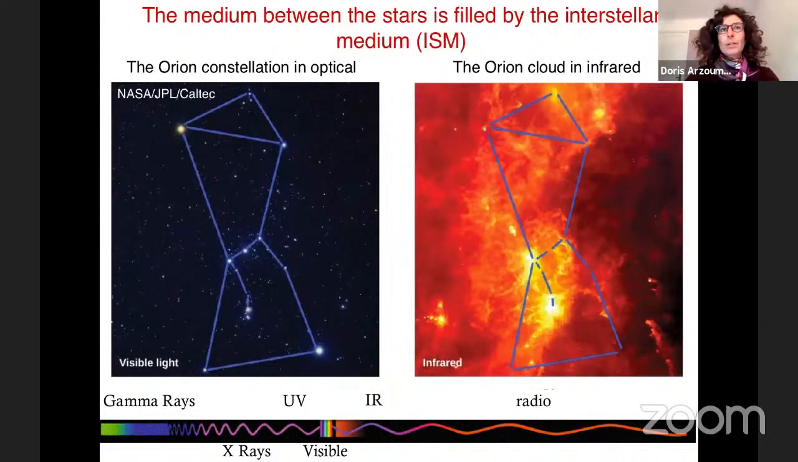We can observe this medium when we observe at longer wavelengths. Here you can see on the left-hand side an image of the Orion constellation, which I think most people know. On the right-hand side is the same field observed in infrared, and we can see the matter that fills the medium between the stars. This is the interstellar medium that we usually call ISM. It is very important to remember that the electromagnetic spectrum is not only what we see with our eyes, but is very wide.